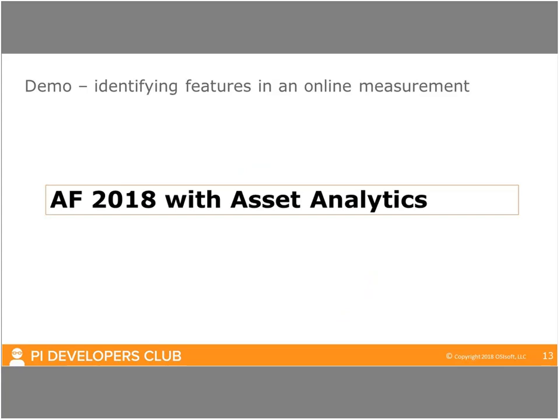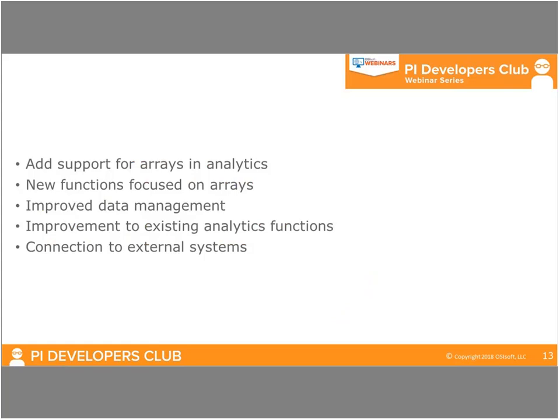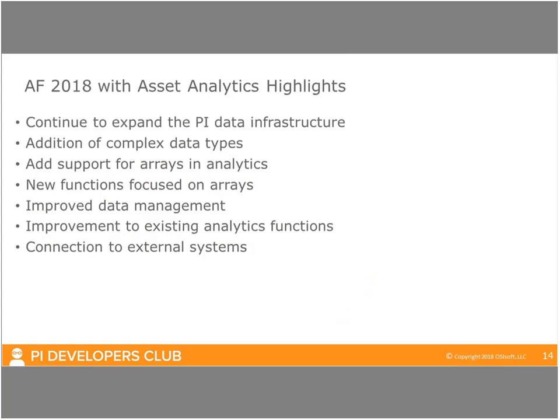With that, I'm going to move forward and spend a few minutes giving you some highlights of what we're doing with AF 2018, Asset Analytics, and all the things that we are doing to support this integration with MATLAB and Production Server. In AF 2018, which is tentatively estimated to be available in June of this year, our focus is going to expand the PI Data infrastructure for you to be able to do more with your data.